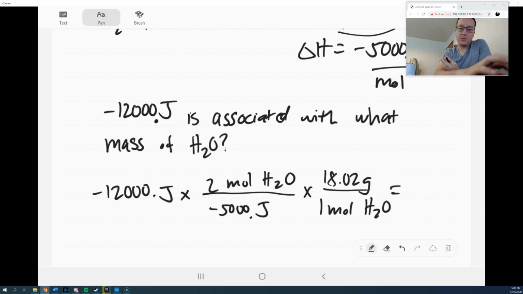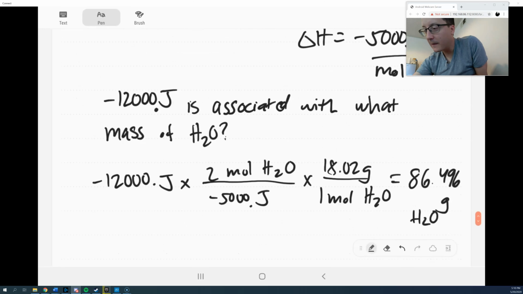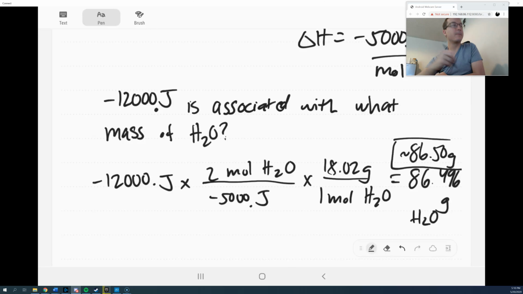Which is going to be 12,000 times 2 divided by 5,000 times 18.02. And so this reaction would also produce this many grams of water. So we can convert energy into mass as well using this method. Sig figs looks like we've got 4, so 86.50 grams.